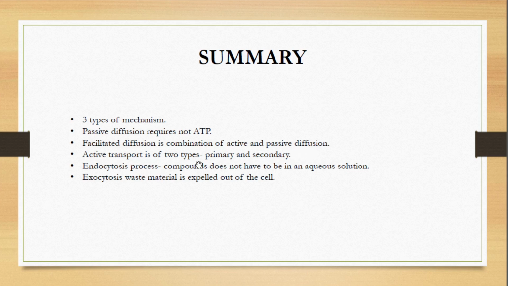The active transporters are of two types, that is primary and secondary active transport. The last one is the vesicular transport. Under vesicular, there are two types, endocytosis and exocytosis. Endocytosis is the process where the compound does not have to be in aqueous solution to get absorbed, whereas in exocytosis, the waste material is expelled out of the cell. It does not remain inside the cell, unlike the endocytosis process.